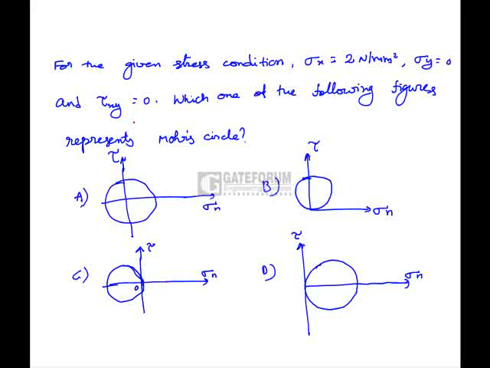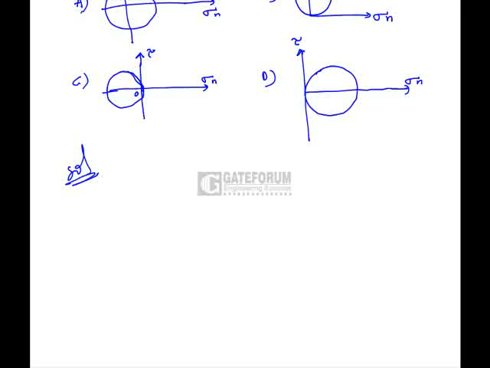In the Mohr circle, normal stress is taken on the x-axis and shear stress is taken on the y-axis. Here there are two normal stresses, sigma x and sigma y, but sigma y is equal to 0 and sigma x is equal to 2 Newton per mm square, and shear stress is also 0. When we consider the Mohr circle, tau xy is already 0, sigma y is 0 and sigma x is some value, that is 2 Newton per mm square.